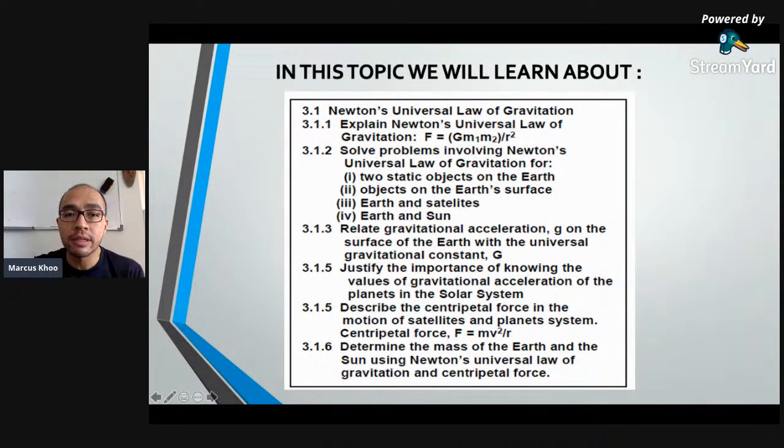Of course, we've talked about what Newton's universal law of gravitation is, and we talked about the formula. Remember that it has two parts to it: it is directly proportional to something, and inversely proportional to something else. Then we also saw the gravitational force between two static objects on Earth, on the Earth's surface, then the Earth and the satellite, and also the Earth and the Sun. This is what we saw in the last class.